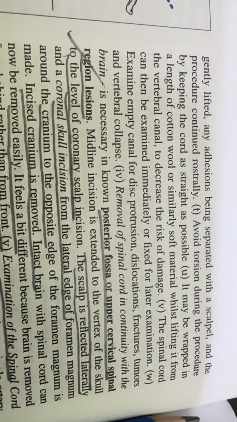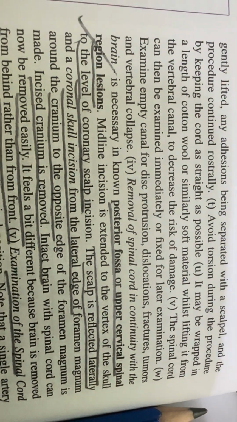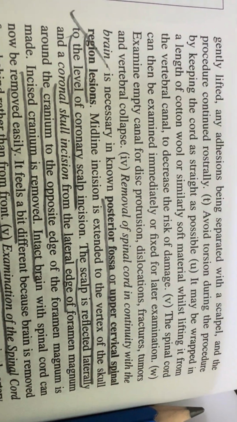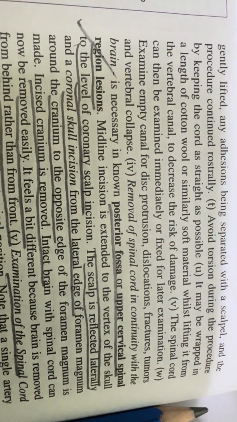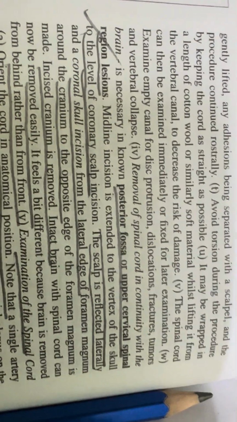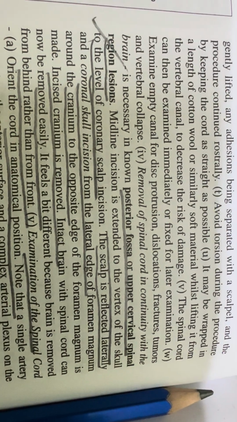The spinal cord can then be examined immediately or fixed for later examination. Examine the empty canal for disc protrusion, dislocation, fracture, tumor, and vertebral collapse. Removal of the spinal cord in continuity with the brain is necessary in cases of posterior fossa or upper cervical spinal lesion.